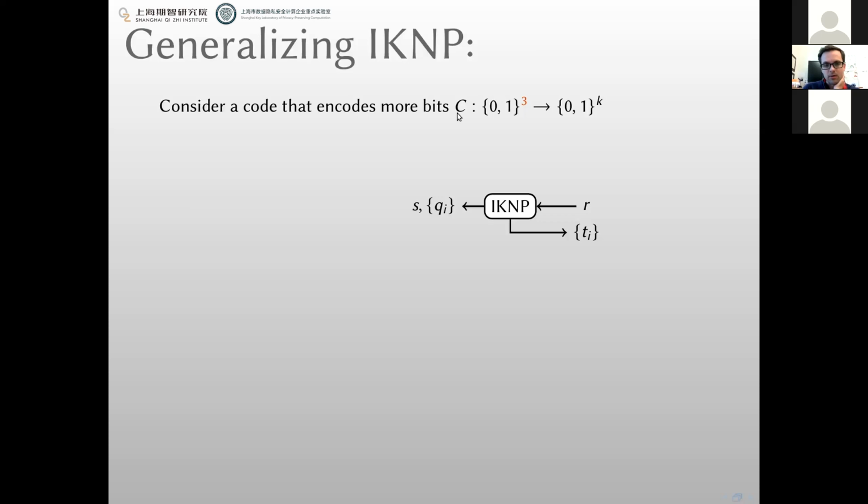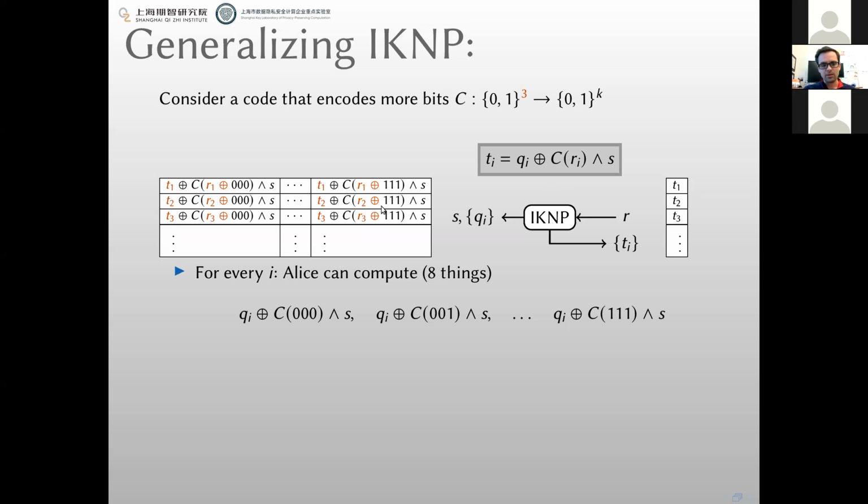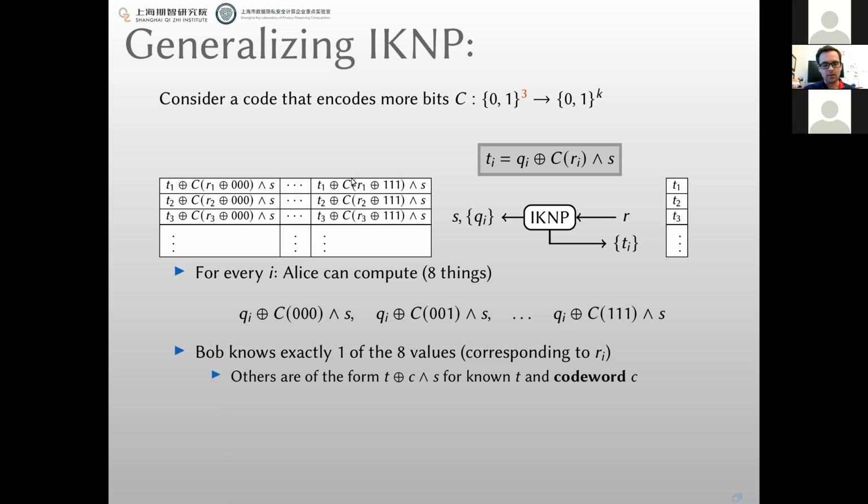So what if we used a different code? The repetition code is just for a single input bit. What if we use an error correcting code for 3 bits, just as an example? So now C is a linear error correcting code with 3 data bits and k code word length. Now there are 8 different code words, so Alice can compute 8 different values like this. By the way, now Bob's choices, these R_i values, are no longer bits, but each of them is a 3-bit long choice. From Bob's perspective, these 8 values look like this, and exactly one of them will be known to Bob.